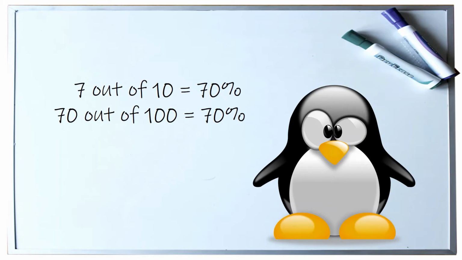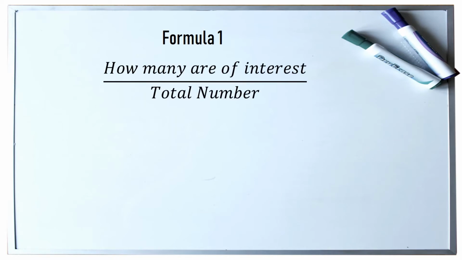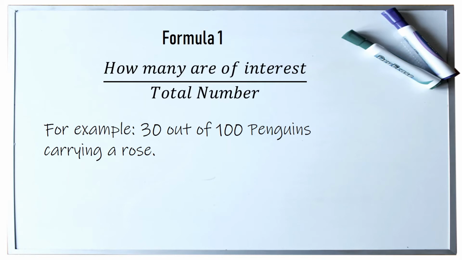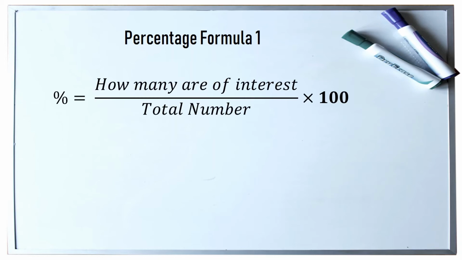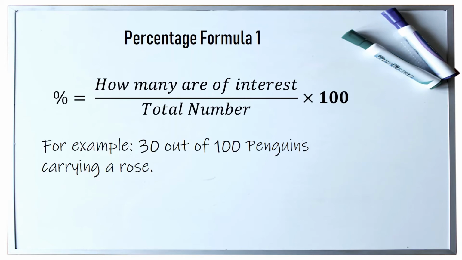But to do more difficult problems, we're going to require a formula. The first formula that we're going to look at is how many are of interest divided by the total number. So for our example, we had 30 out of 100 penguins carrying a rose, which is 30 divided by 100, which is equal to 0.3. Now this is not a percentage, but it is the decimal equivalent. To work out the percentage, what we do is the same formula as before, but we multiply by 100. So if we use that previous example, 30 divided by 100 times 100 gives us 30%.